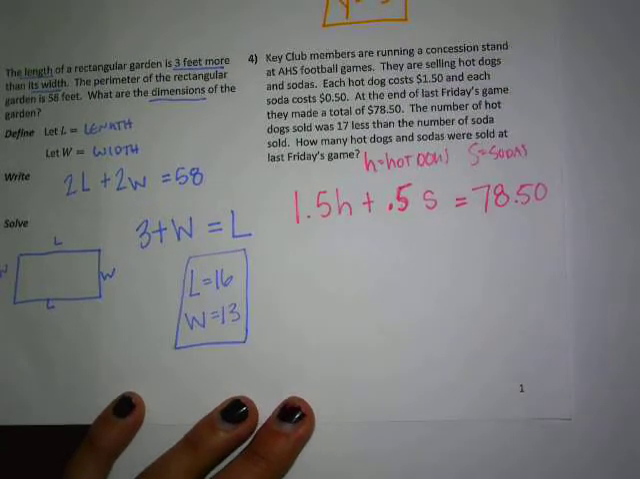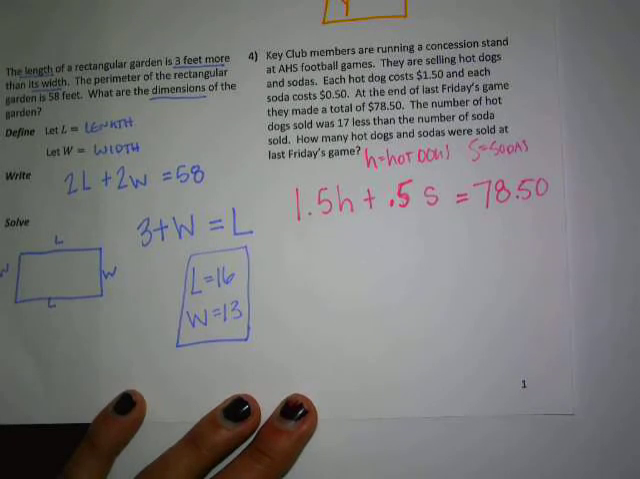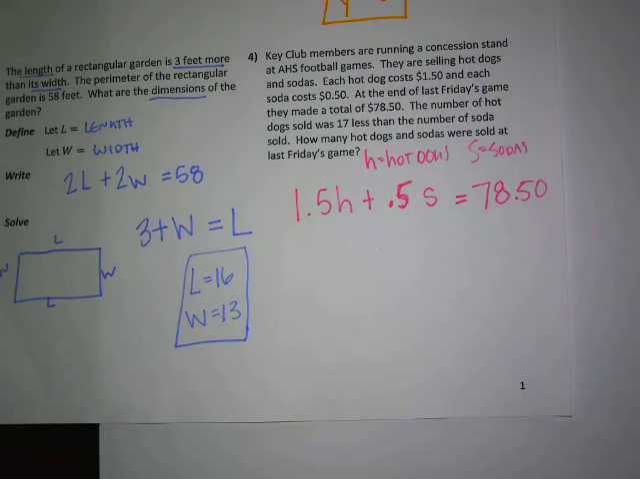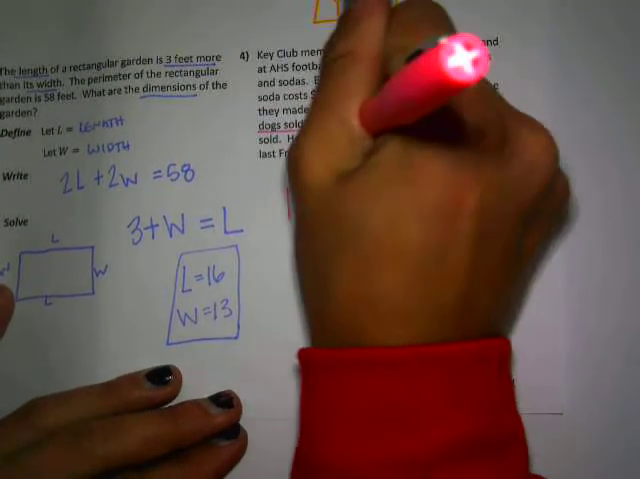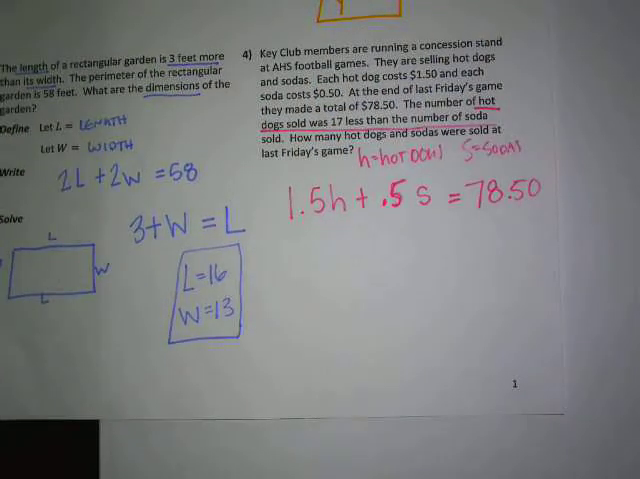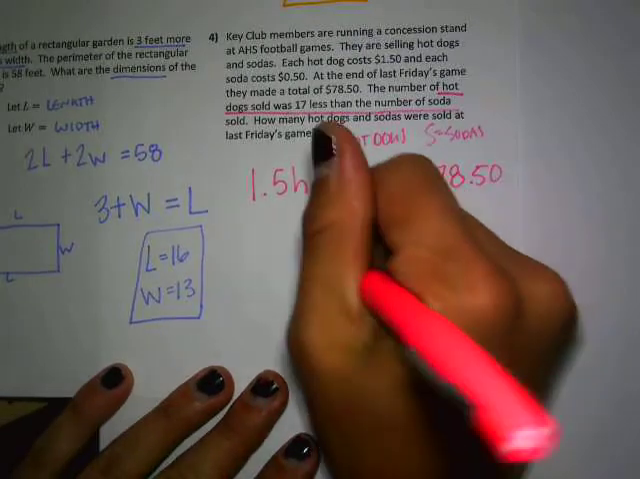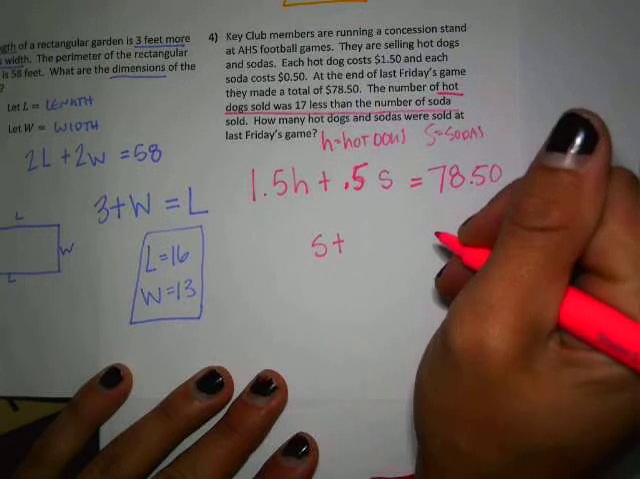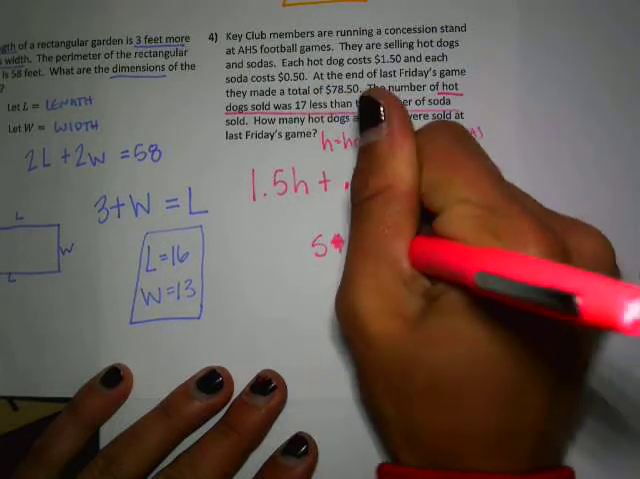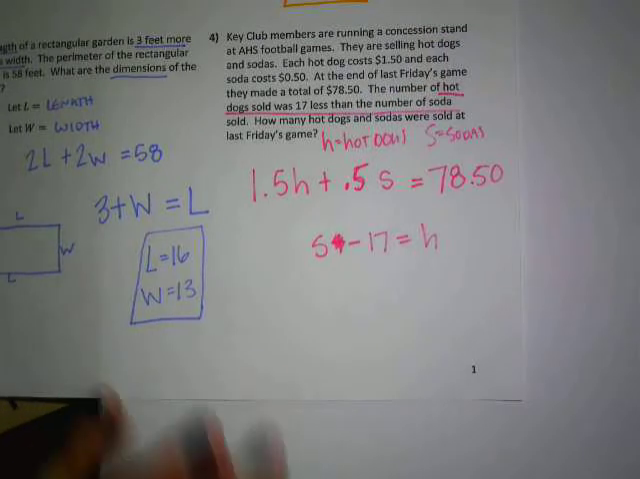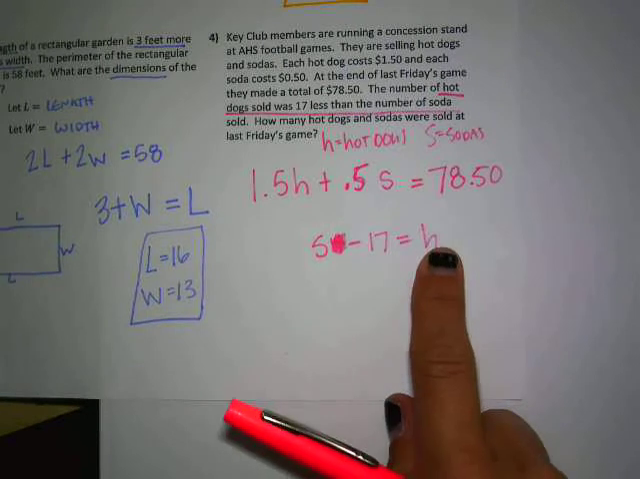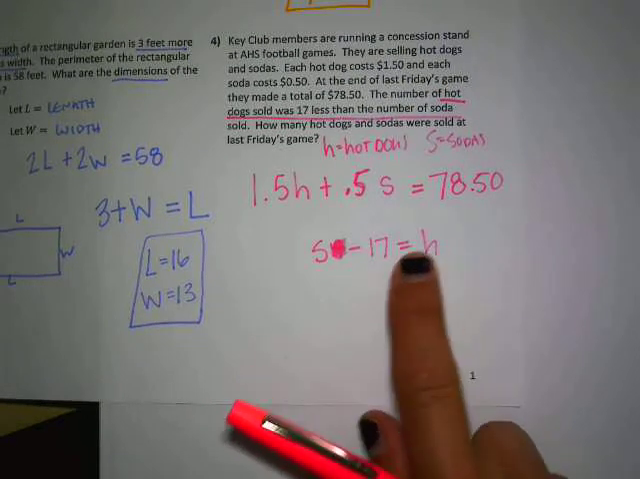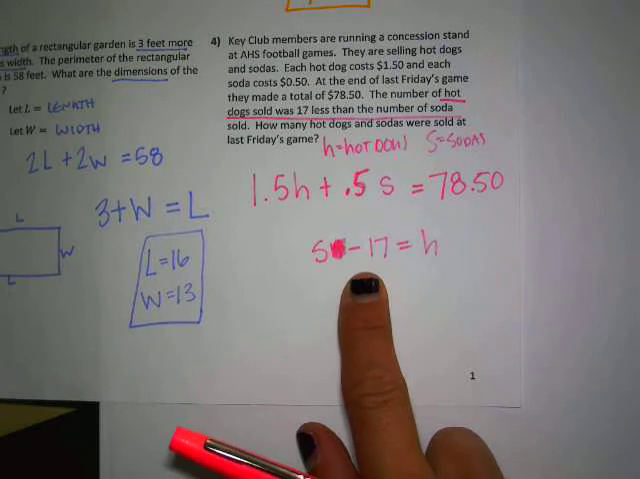All right, now 7. Daniela, do I have another total? No, I don't. So I need to use this other piece of information. The hot dogs sold was 17 less than the number of sodas. So this is soda plus 17. Very good. Soda, wait, no. Soda minus 17. Because less, yep. All right, so hot dogs is already 17 less. So to make it even, you have to minus 17 from the soda as well. Does that make sense? Yeah.